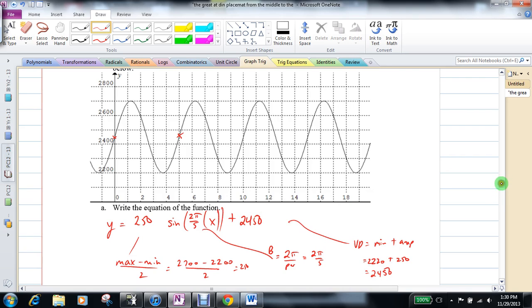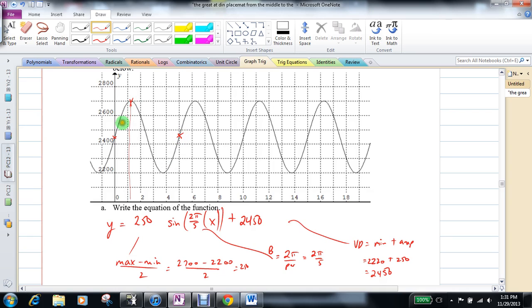And that's my function. Now, if you used this point and used it as a cos curve, that's fine. This would be a positive cos curve starting location. The 250, the 2 pi over 5, and the 2450 would not change. The only thing you'd have to figure out is this horizontal movement, right or left. In order to figure that out, you'd have to consider the fact that this has a horizontal period of 5.